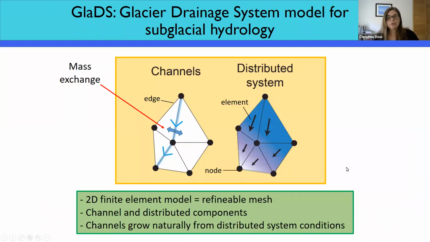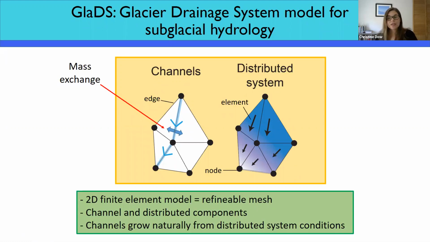So the model that I use, the Glacier Drainage System model, is a coupled 2D finite element model. What this means is that we have a whole bunch of triangles, which you can see here. The distributed system flows across the triangles, and our channelized system flows along the triangle edges. The really great thing about this model is that you have mass exchange between the triangles and the channels. That means we can develop channels naturally. So we don't have to tell the model where we think the channels are.